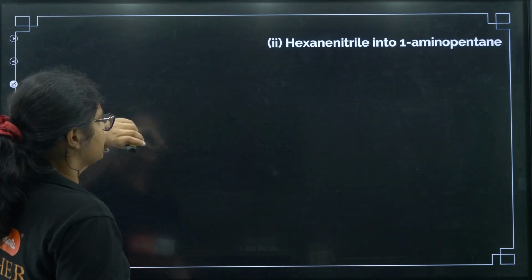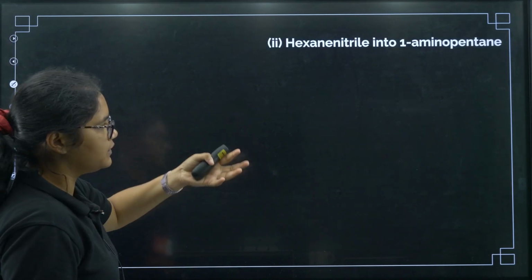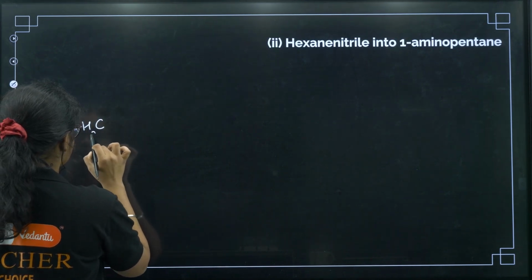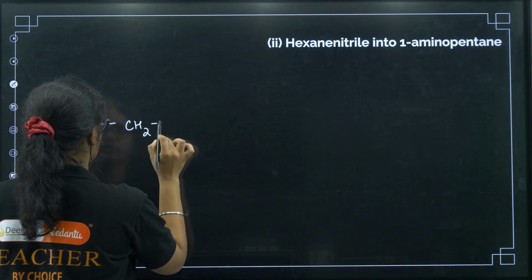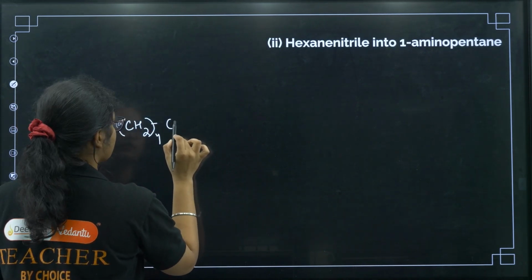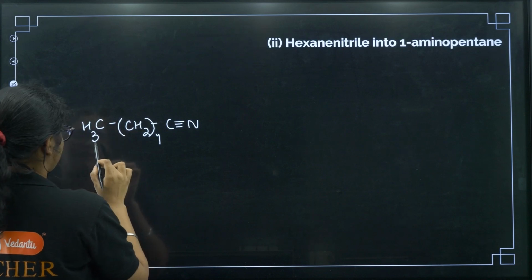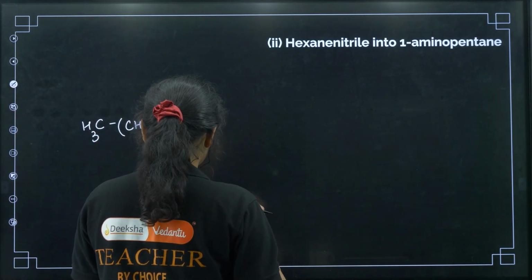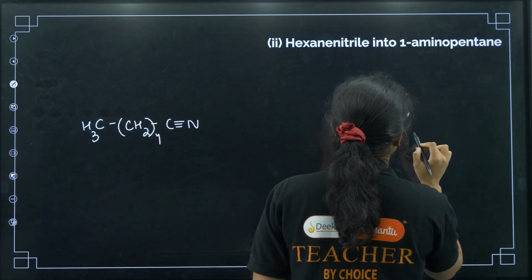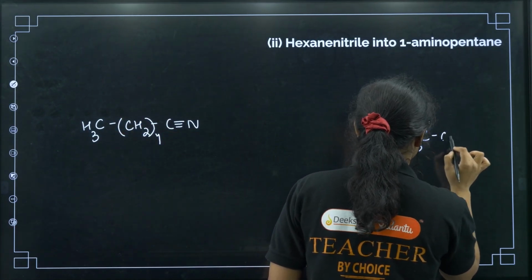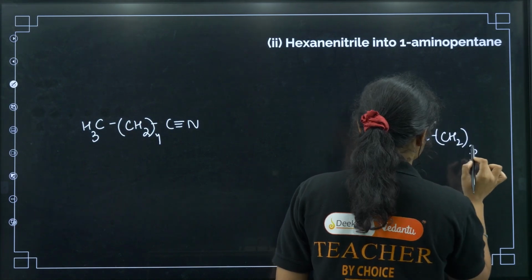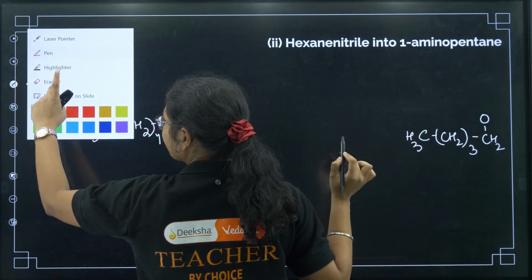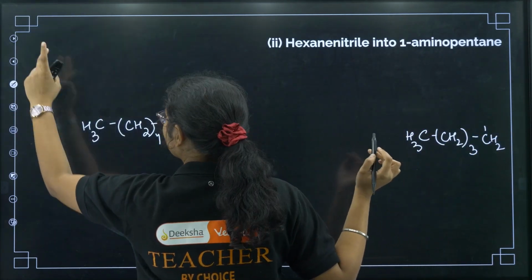Very simple. Next question, hexane nitrile to 1-aminopentane. First is hexane nitrile, so we have CH3, CH2 whole 4, and CN, carbons 4, 5, 6. Then to 1-aminopentane, if you have CH3, CH2 whole 3, carbons 3, 4, and the 5th carbon is having the NH2 group. I have the NH2 group here.